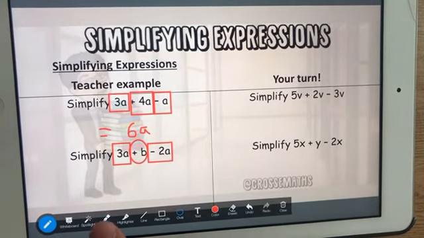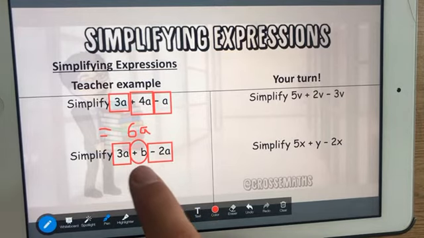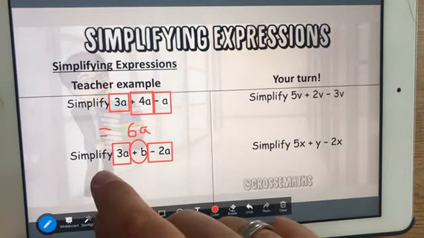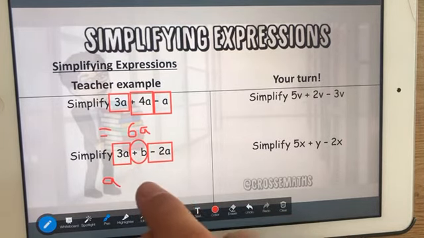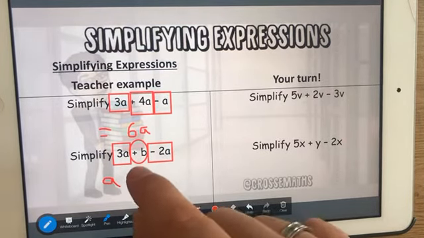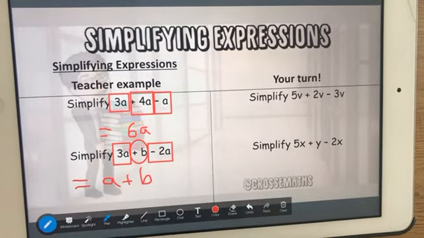Okay, now I'm going to focus on the ones with rectangles on first. 3A take away 2A, 3 apples, I take away 2 apples, gives me 1 apple. Then I've got a B. Now I haven't got any other B, so I can't put it with this A, so this plus B is just going to have to go on the end. So my answer is 1A plus 1B.